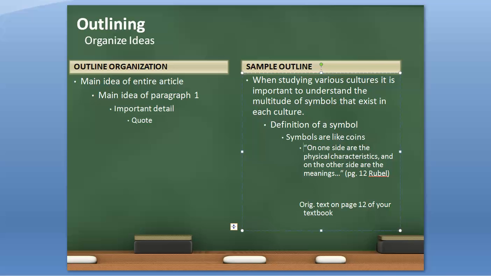with this one. On, let's see, on line 2, it says on one side are physical characteristics and on the other side are the meanings. So that helps me to understand that very first paragraph. So now this is something that you will need to do for the article that we're going to study on page 23. Now in doing that, that will help you to organize the ideas, again, because you're going to need that information to write your essay.